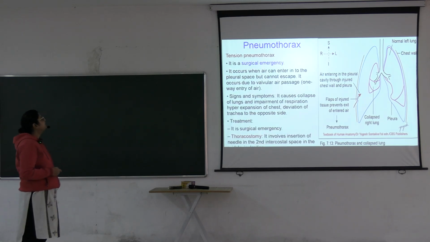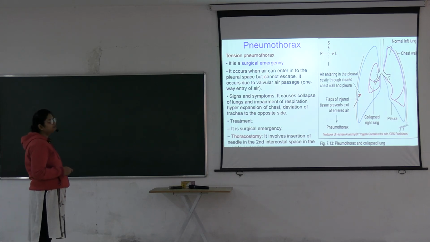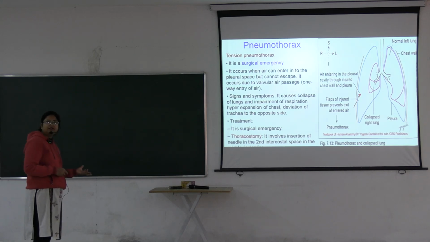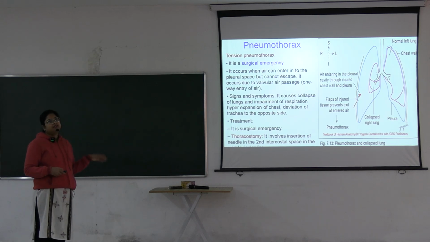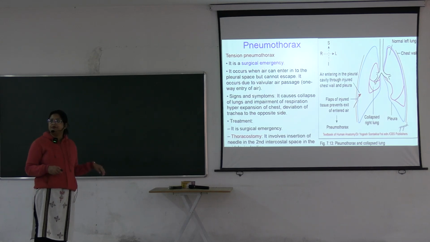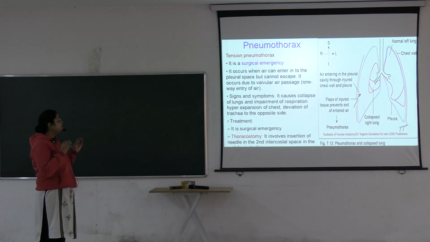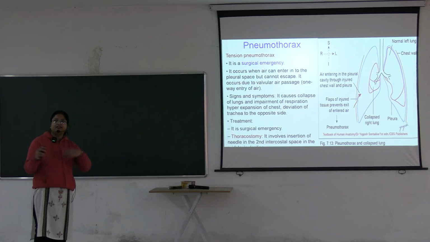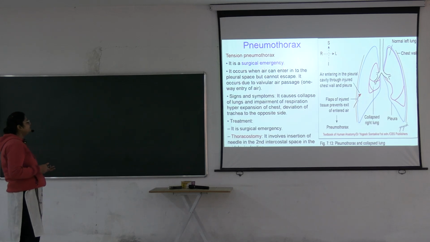Next is tension pneumothorax. It is a surgical emergency. It occurs when air can enter into the pleural space but cannot escape. This injured lung tissue, the pleural flap, will act like a valve. It will open in one way. It helps in entry of air, but escape of air cannot occur; air cannot come out. If only entry is occurring, air will accumulate in the pleural cavity and press upon the healthy lung and other healthy structures of the thorax. So it is dangerous.